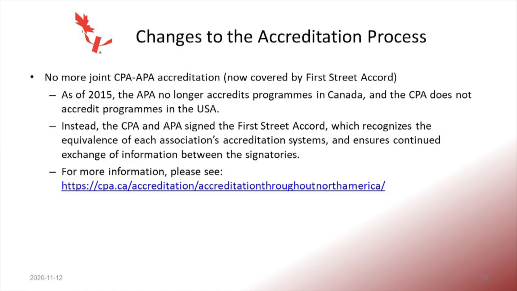Another change that's occurred in the last 5 years is that the term for CPA APA joint accreditation has officially lapsed. As of 2015, the APA no longer accredits in Canada, and the CPA, though we had never accredited in the United States, no longer has that option either. Instead, the CPA and the APA have signed the First Street Accord, which is a mutual monitoring and mutual recognition agreement. And if you'd like more information about that or to read the content of the accord, you can go to the link provided here.